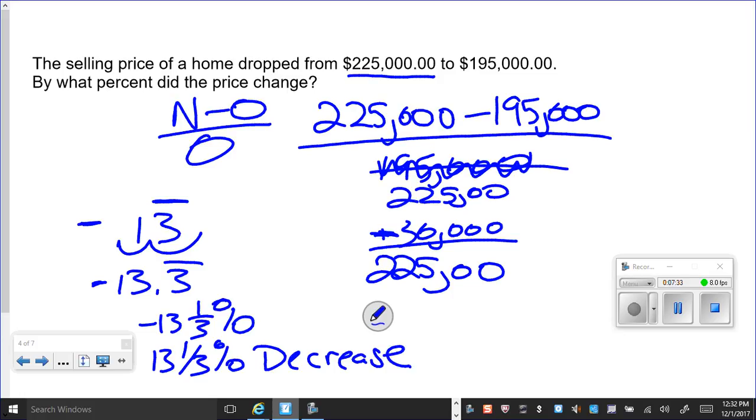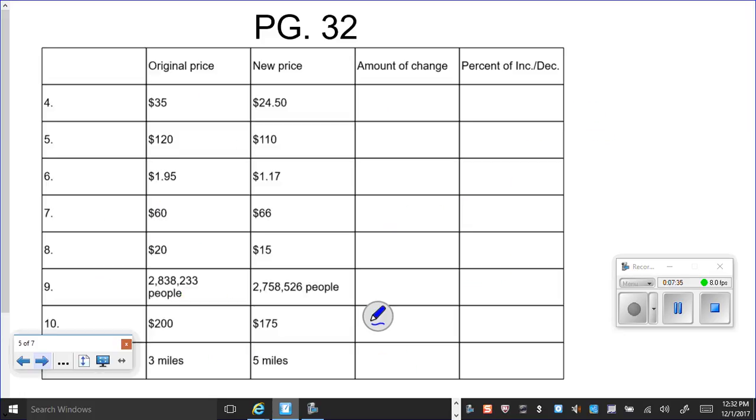All right, let's go on to the next one. Now on page 32, we have a chart. This chart is just to ingrain the formula. We give you the original price and the new price. Below your chart on page 32 is a work area.